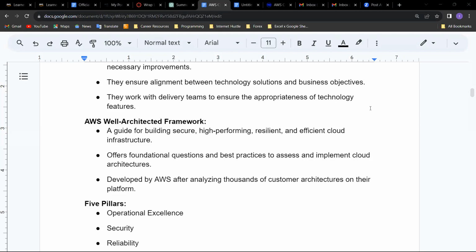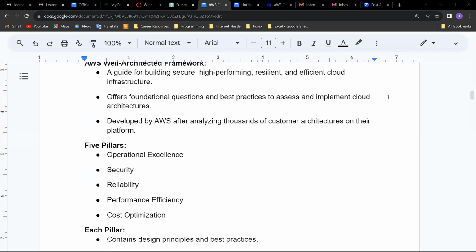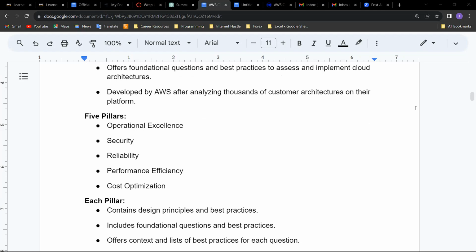After they analyzed thousands of customer architectures on their platform, they sat down to develop this guide or framework to help customers build effective systems. So the 5 pillars are operational excellence, security, reliability, performance efficiency, and cost optimization. Those are the 5 pillars of the AWS Well-Architected Framework.